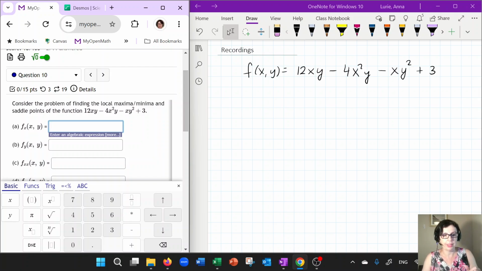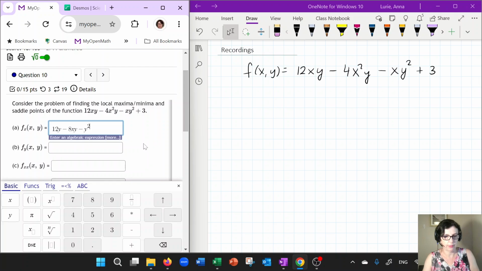So 12xy with respect to x: 12 and y are numbers, we keep them, and the derivative of x is 1. Minus 4x squared y. So 4 and y are numbers, and the derivative of x squared is 2x, so this will become 8xy. Right? We keep 4, we keep y, and x squared becomes 2x. Then xy squared. Well, the derivative of x is 1, but y squared is now a number, so we keep it. So that's what we get here.